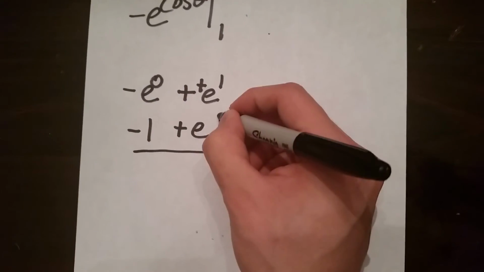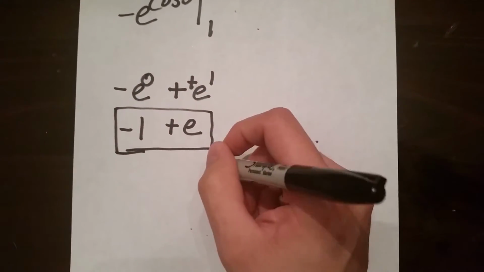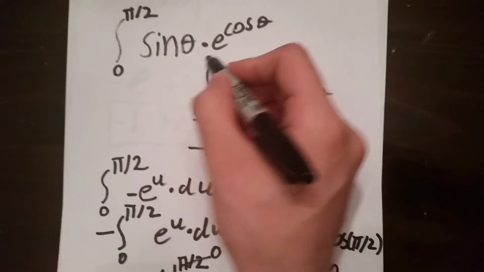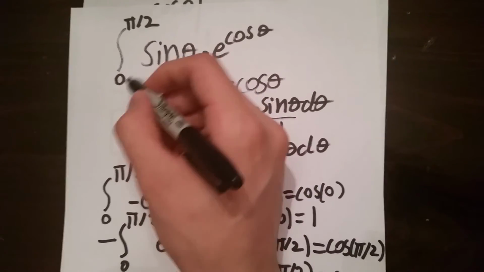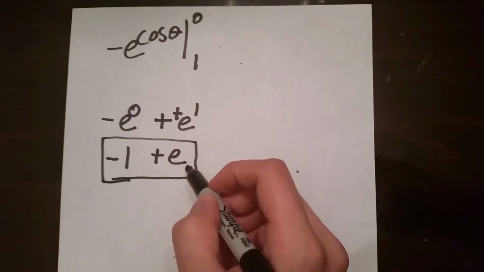And that is the answer for the integral of sine theta times e to the cosine of theta from 0 to pi over 2. And the answer is negative 1 plus e.